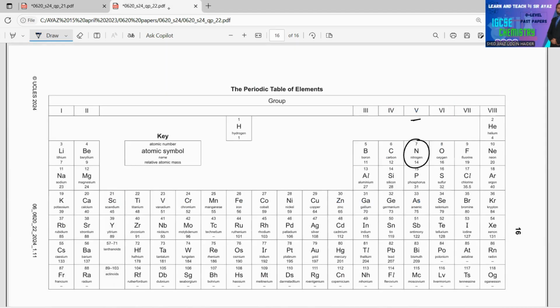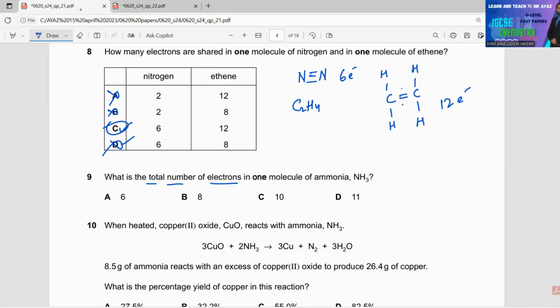Nitrogen is in group 5. It has 7 electrons. And hydrogen has 1 electron. So the formula for NH3 will be like this.